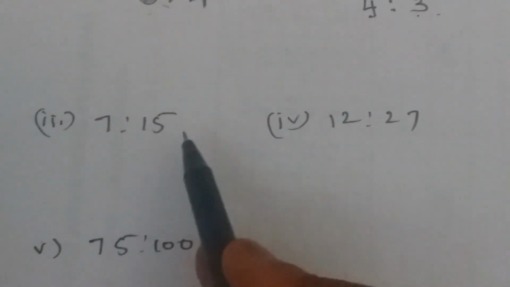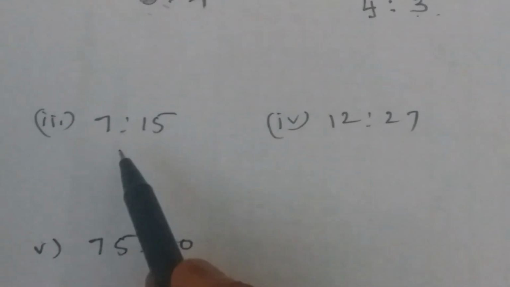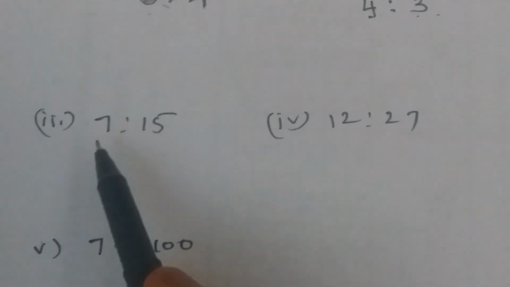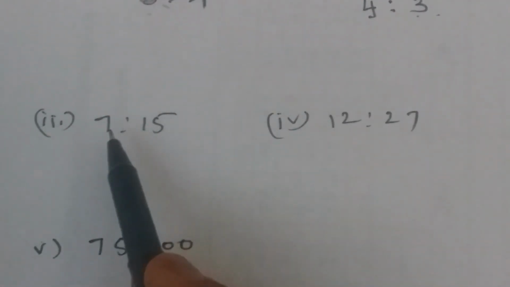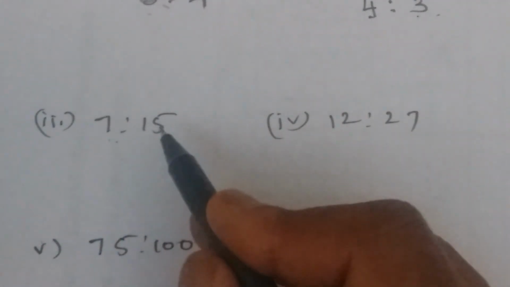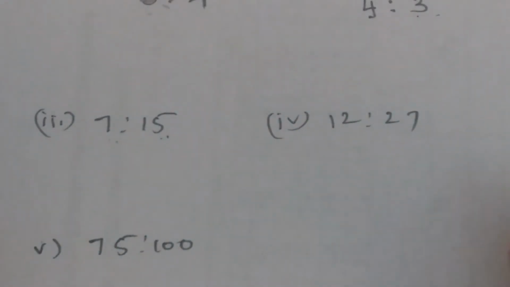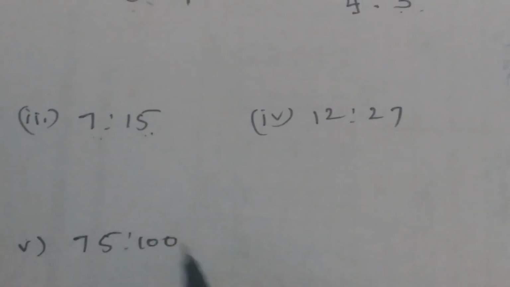7 and 15, next one. 7 and 15, do they come in the same table? 7 is a prime number. It comes in only one table and 7 table. But 15 is divisible by 3 tables and 5 tables. But both 7 and 15 are not divisible by any same table. So 7:15 is already in simplified form. We cannot cancel further. The question itself is the answer.